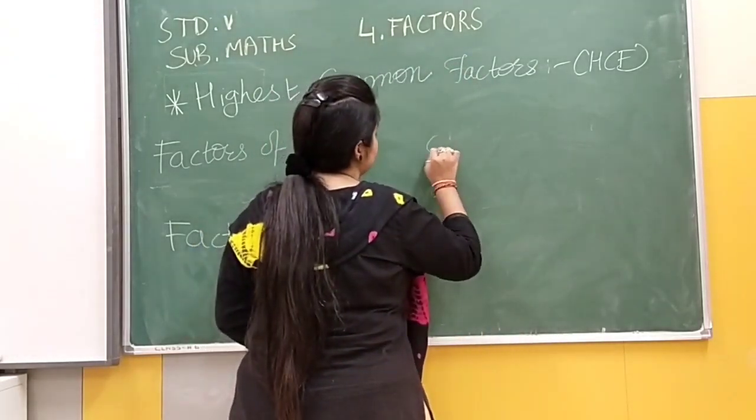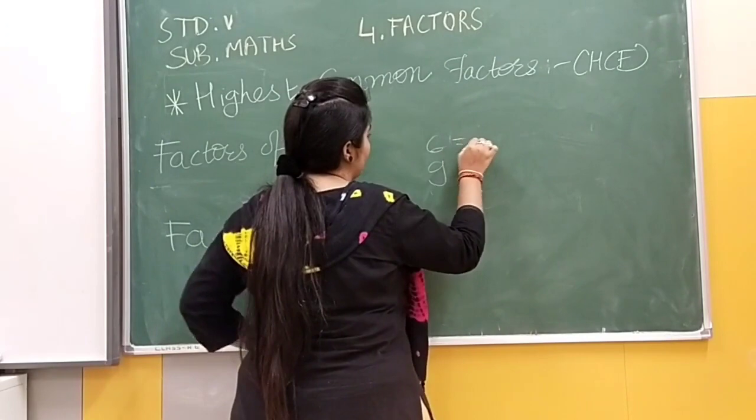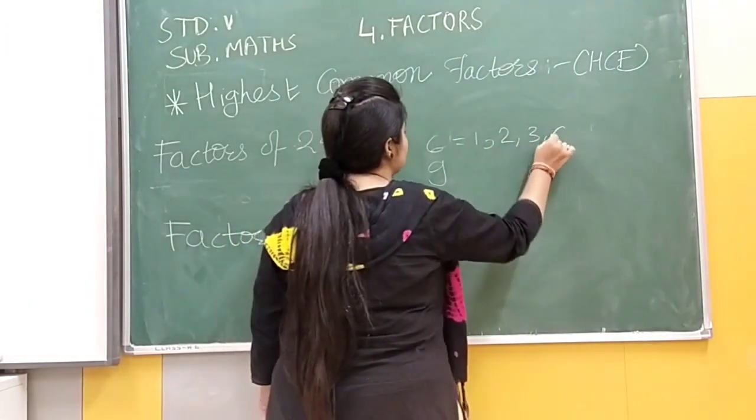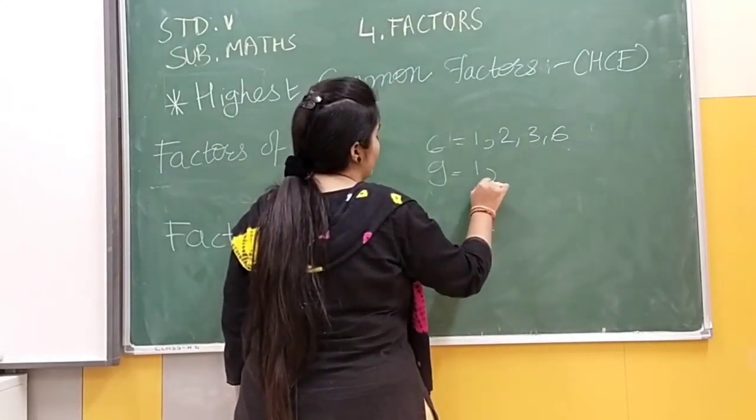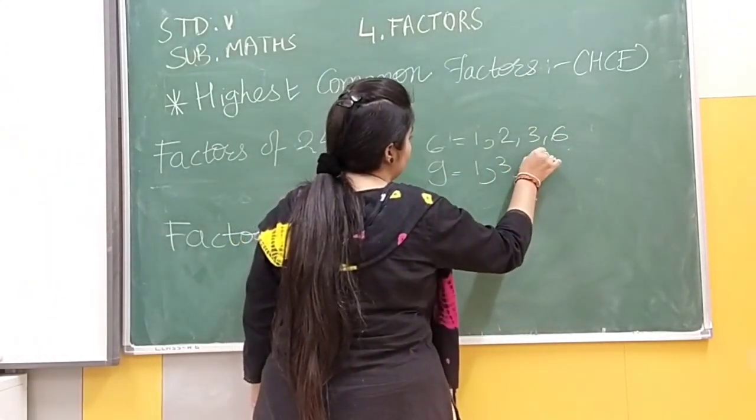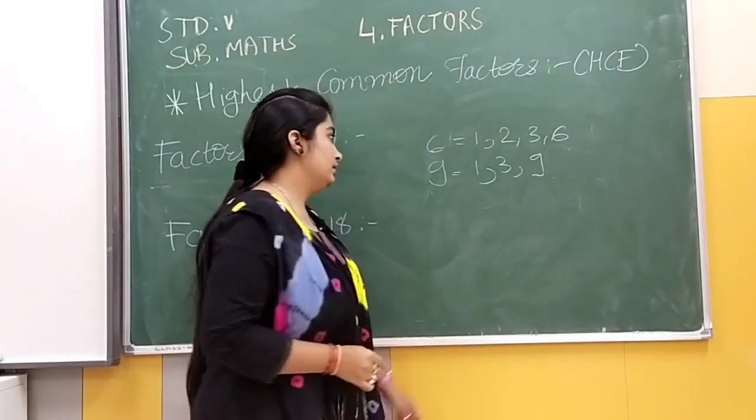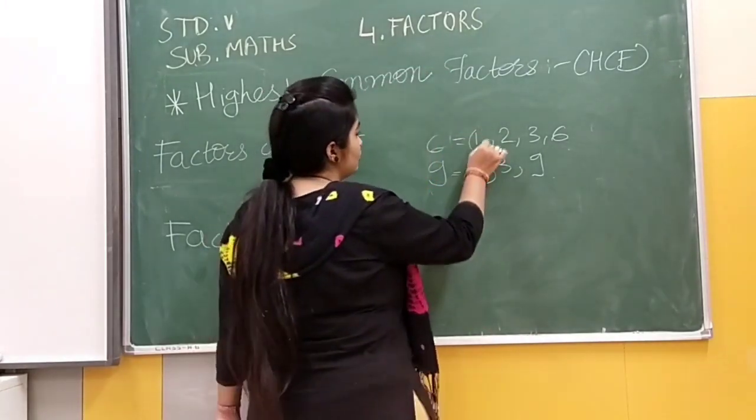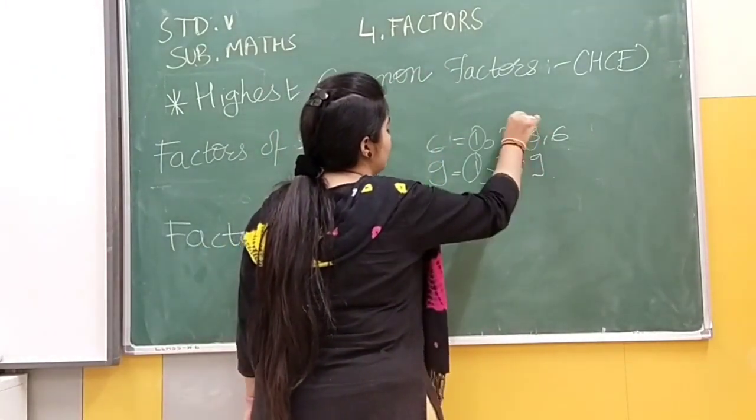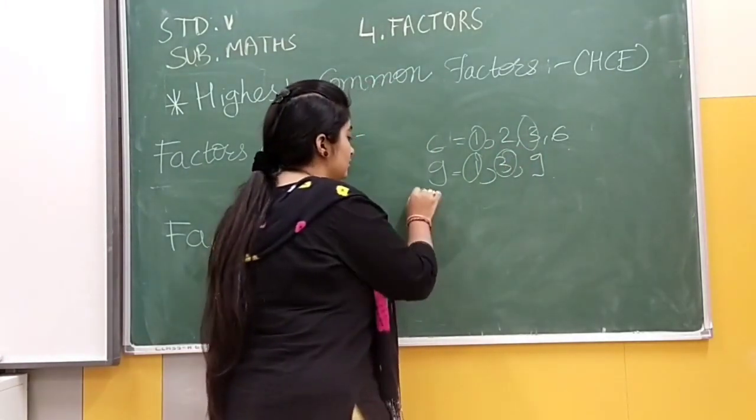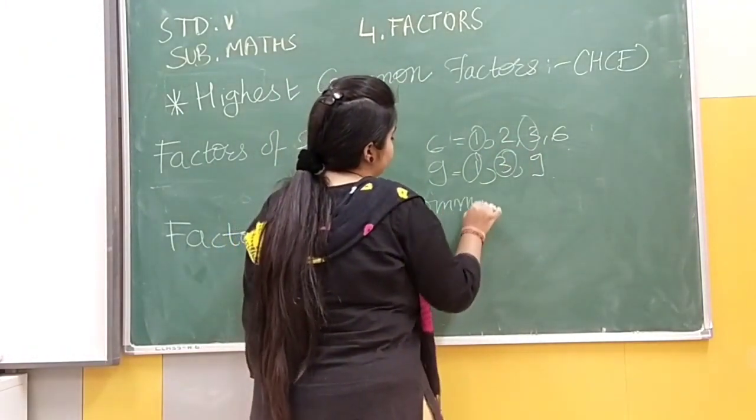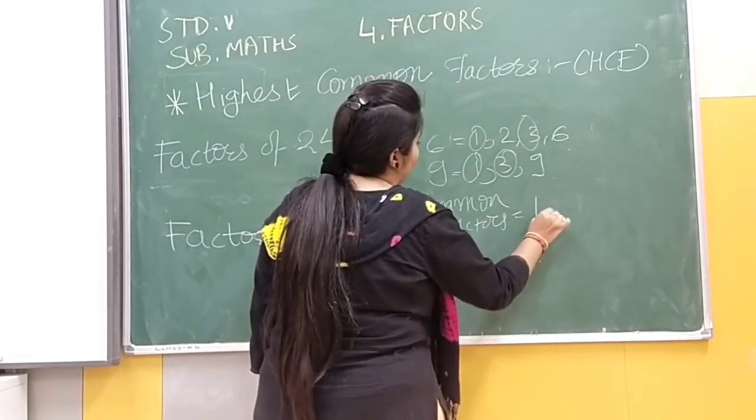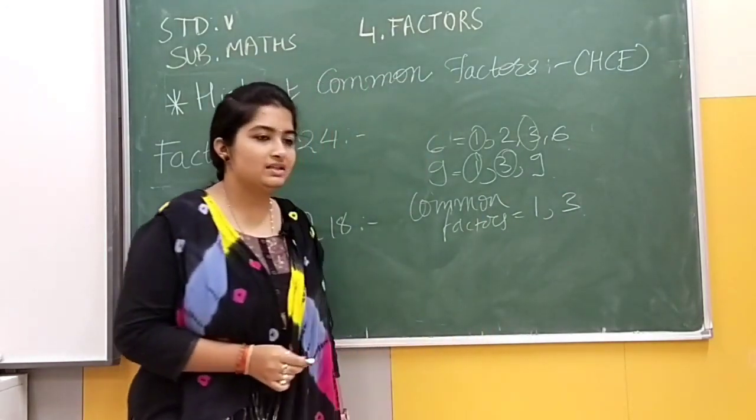If I am taking 6 and 9, the factors of 6 are 1, 2, 3 and 6. Factors of 9 are 1, 3 and 9. Okay. In both numbers we have common factors, that is 1 जो है वो दोनों में है, also we have 3 in both. So common factors क्या होगी इसके? 1 and 3.